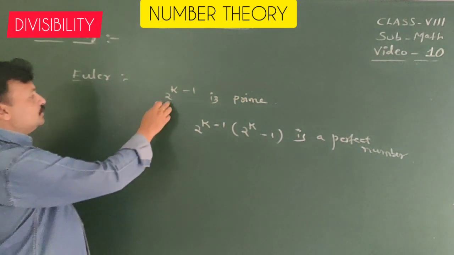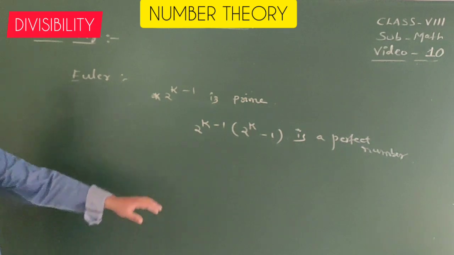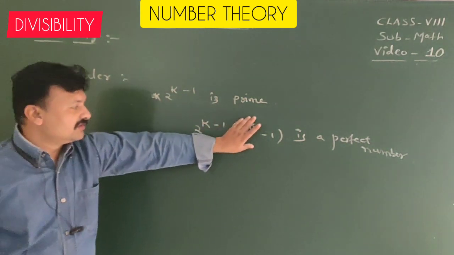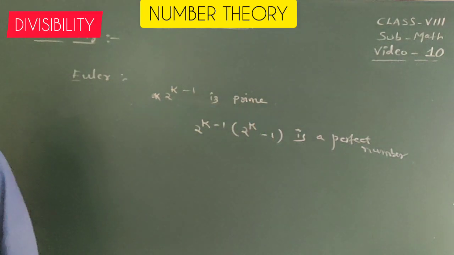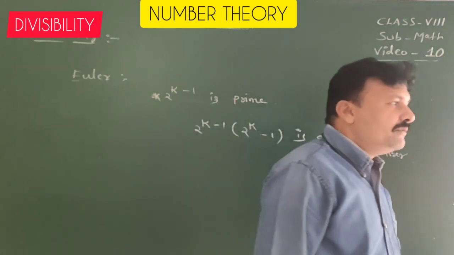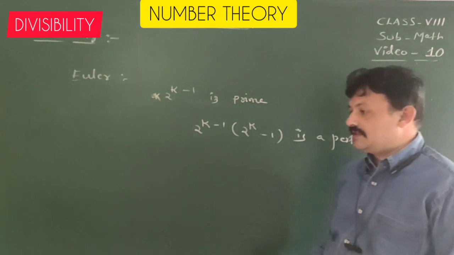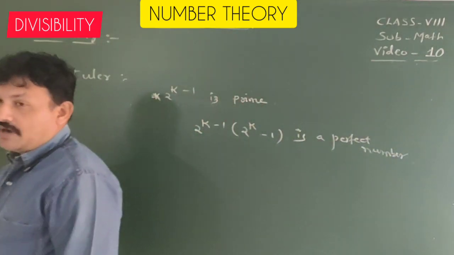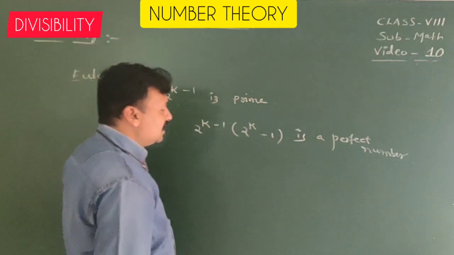Now, if 2 power k minus 1 is a prime, then 2 power k minus 1 into 2 power k minus 1 is a perfect number. What is a perfect number here? Perfect number means the sum of the factors of the given number, excluding the number itself, is equal to the number. Including the number, the sum of the factors is double the given number.